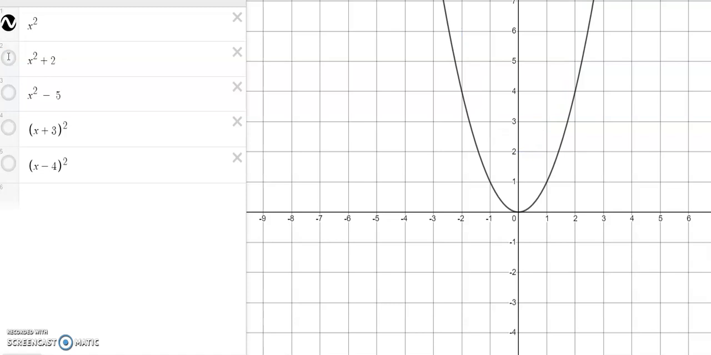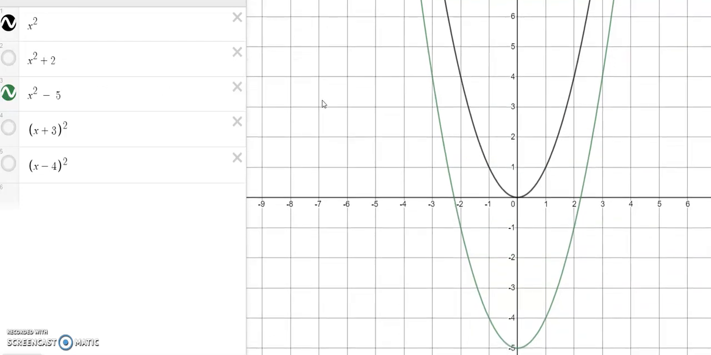Okay, x squared minus 5. So again, this is outside the function. Okay, it's not part of the square, outside the function. So this should shift down 5. Let's see it. There we go. Oh, we went off the screen just a little bit. Let me see if I can shift this up. There we go. Now you can see it. Okay, so shifted down 5.